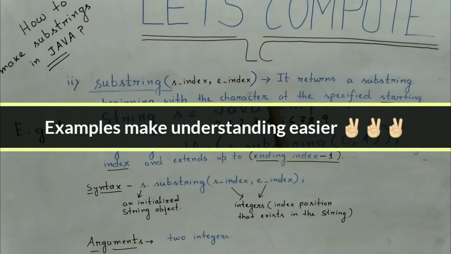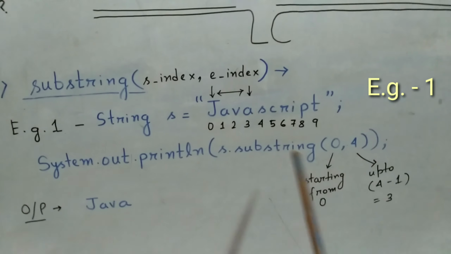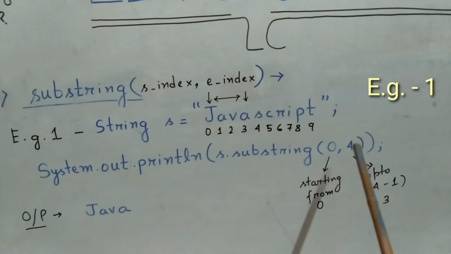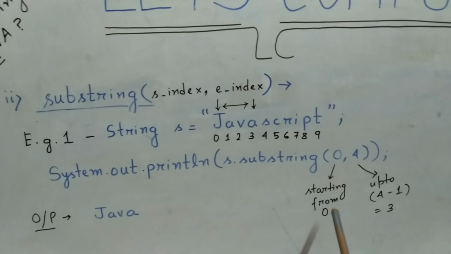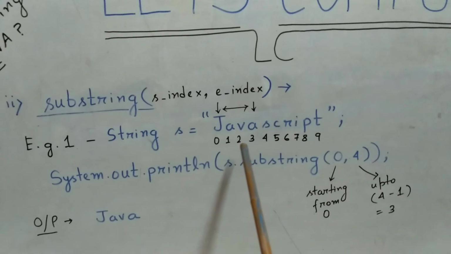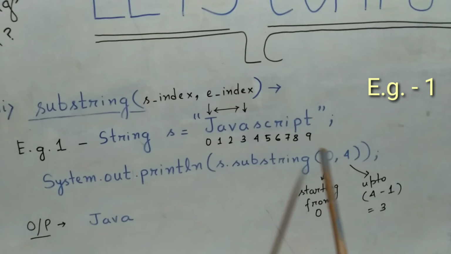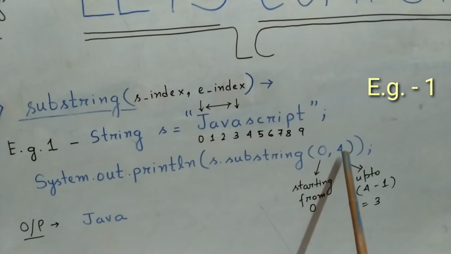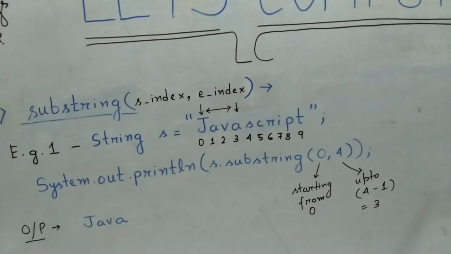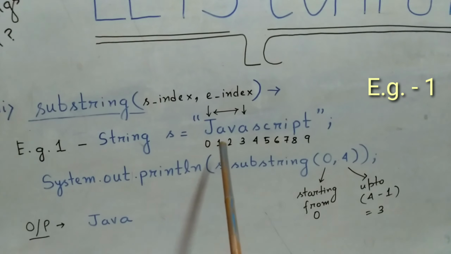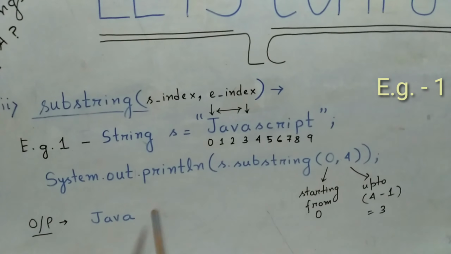Example 1, string S equals to "JavaScript", S dot substring(0,4). That is, extraction would start from 0 and would be continued up to index position 3, since the ending index is 4 and the extraction continues up to the ending index minus 1. That is, output would be JAVA, Java.